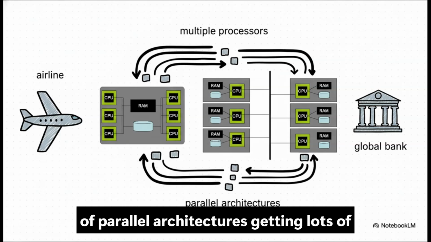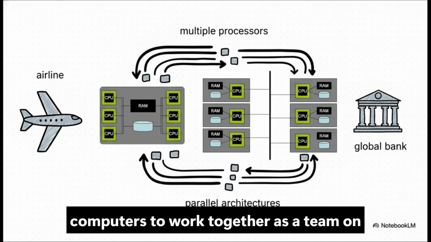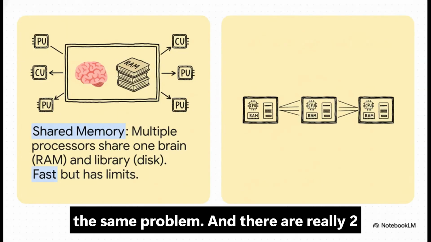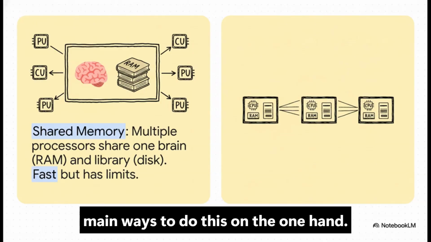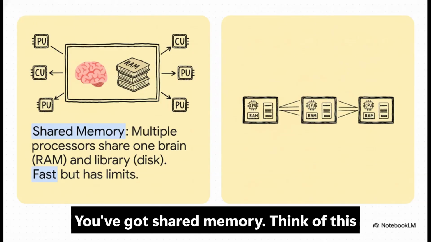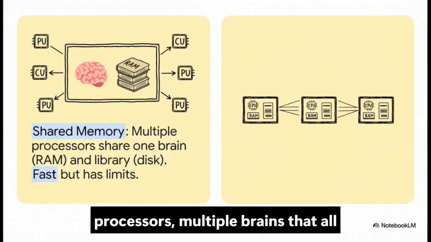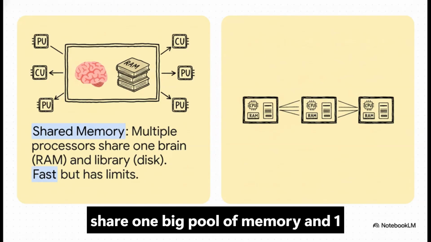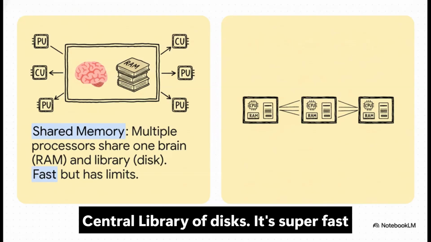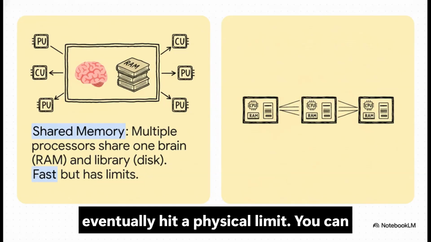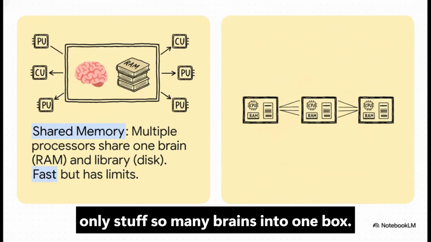This is the whole world of parallel architectures, getting lots of computers to work together as a team on the same problem. And there are really 2 main ways to do this. On the one hand, you've got shared memory. Think of this as one giant server with multiple processors, multiple brains, that all share one big pool of memory and one central library of disks. It's super fast because everything's right there, but you eventually hit a physical limit. You can only stuff so many brains into one box.